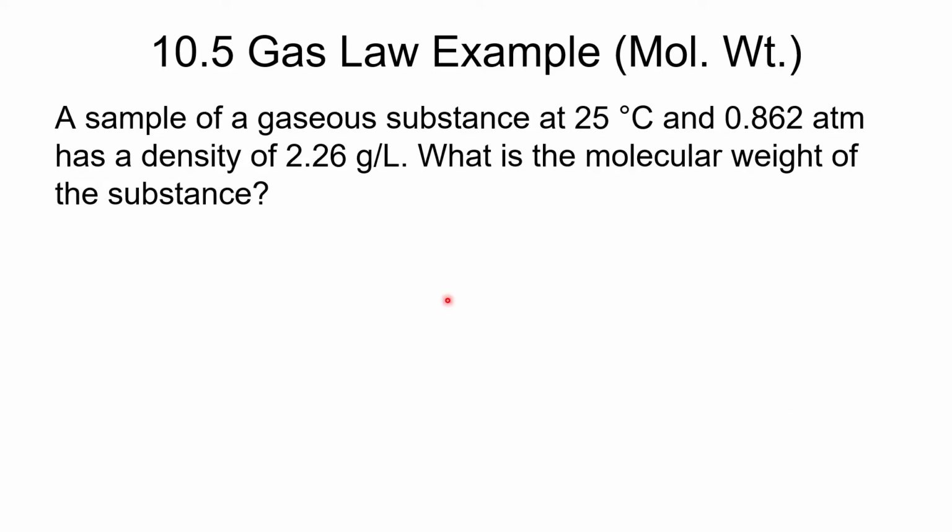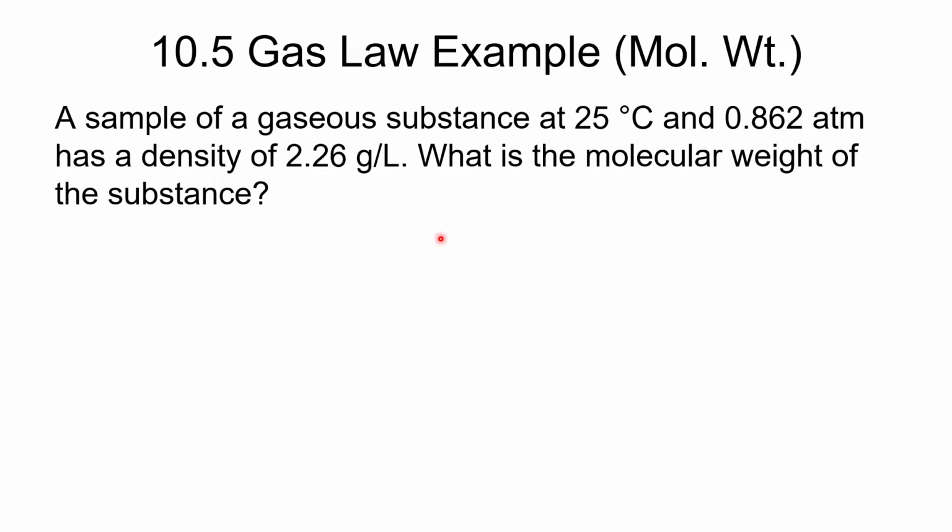We now move on to Chapter 10, Section 5 of our book, and we're going to be looking at a different aspect of the ideal gas law. This different aspect looks at molecular weight, and it takes density into consideration. So let's read this problem. A sample of a gaseous substance at 25 degrees Celsius and 0.862 atmospheres has a density of 2.26 grams per liter. What is the molecular weight of this substance?